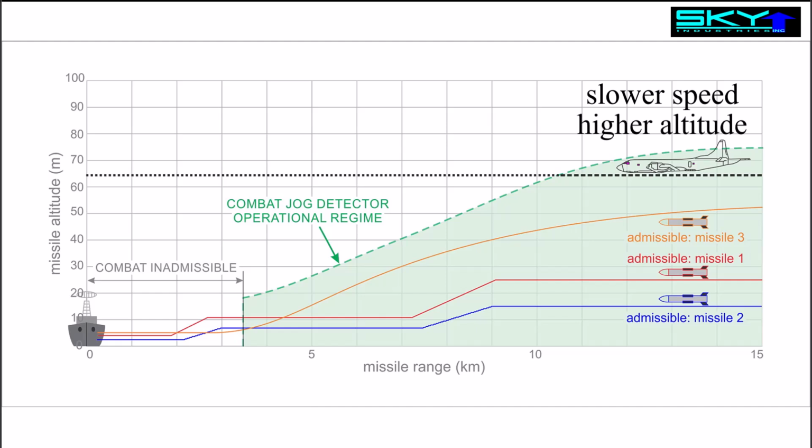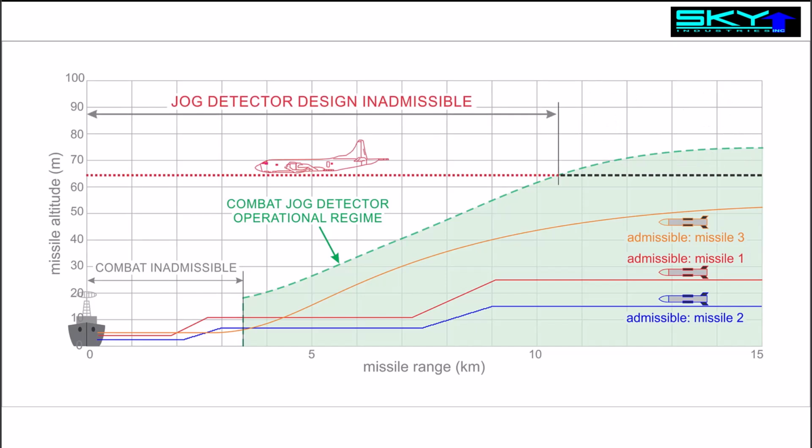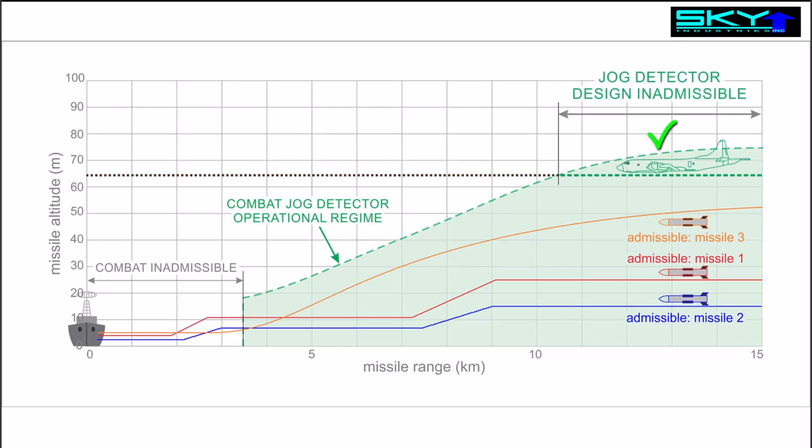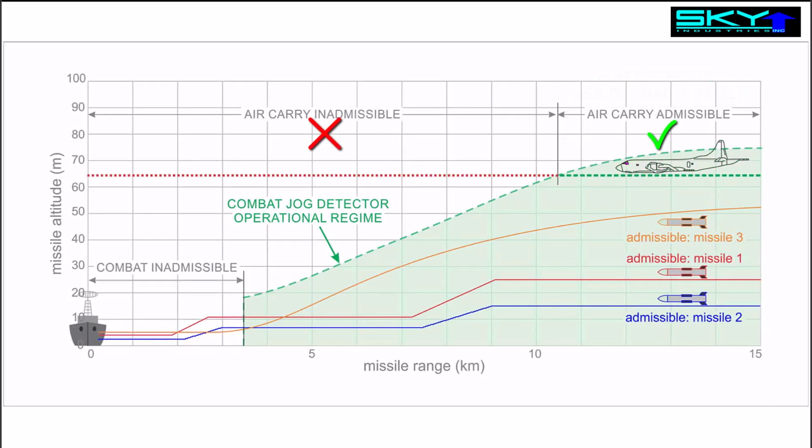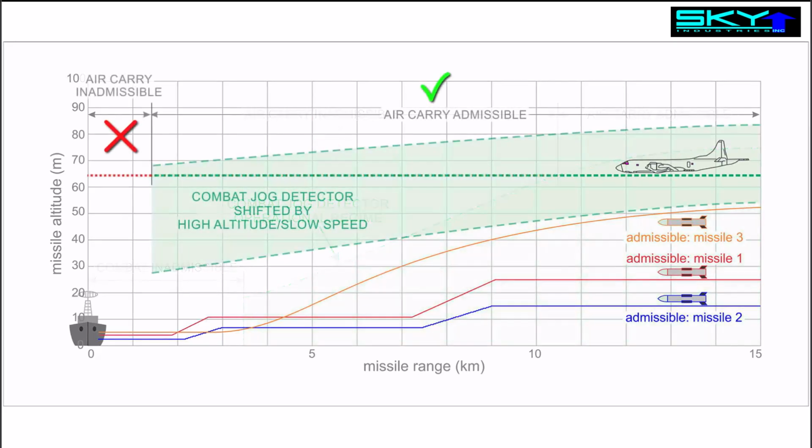It's possible and even likely that the aircraft will operate partially or entirely outside the operating regime of the for-combat jog detector. Depending on the altitude and the speed, at long range the aircraft might operate within the detector's regime. In other words, the combat detector reliably detects jogs from the aircraft. That said, it might be possible to move the captive carry aircraft even farther into the operating regime of the for-combat jog detector, not by flying faster, but by flying slower.